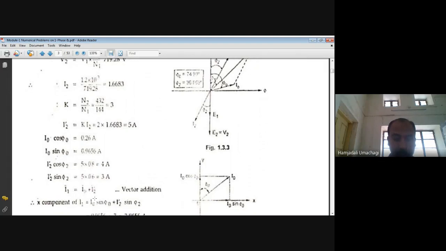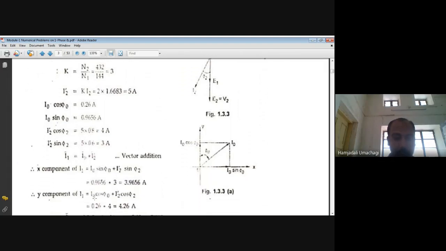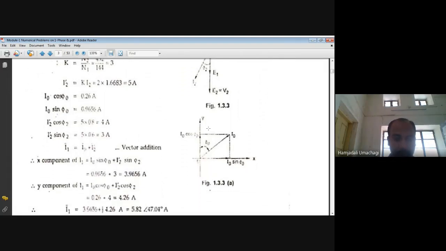Now let us calculate this vector addition. Next you need to calculate the x component of I1, right? So the x component of I1 means I0 sin phi naught plus I2 dash sin phi 2. So sine function values you have to consider here. So I0 sin phi naught plus I2 dash sin phi 2.